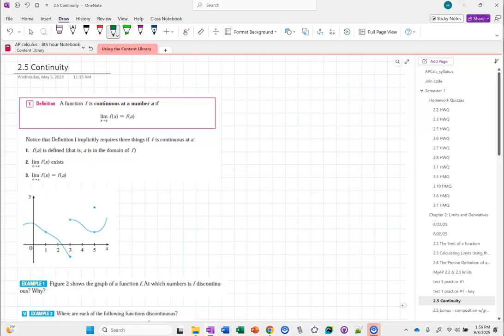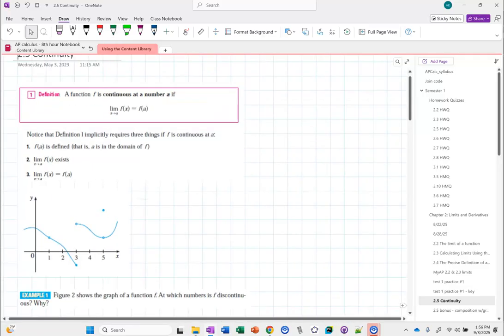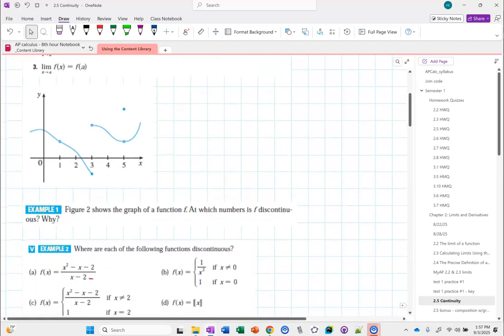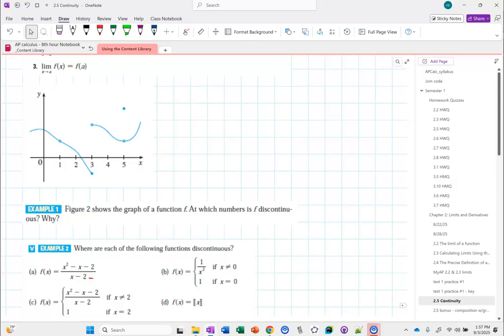So let's look at a couple of examples. So again, the definition says f is defined, the limit exists, and the limit is equal to the function output. So let's take a look at this graph here. We're asking at what values, or what numbers x, is the function discontinuous?